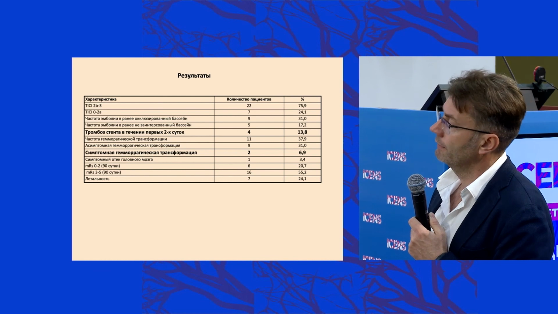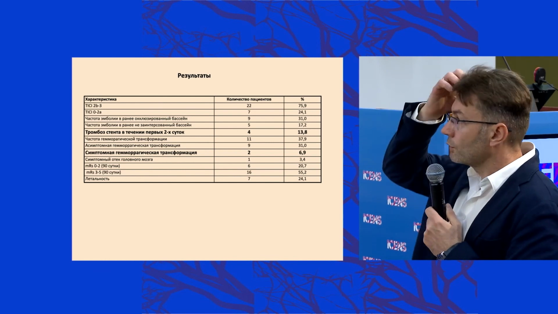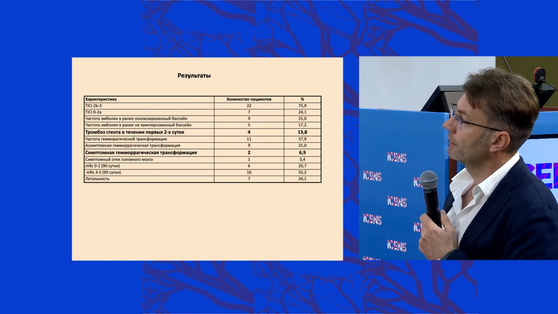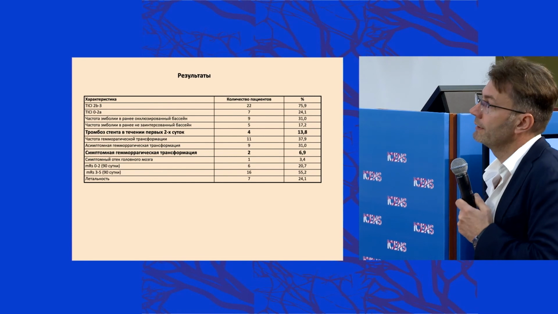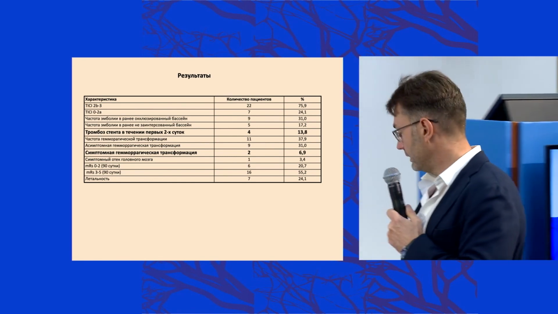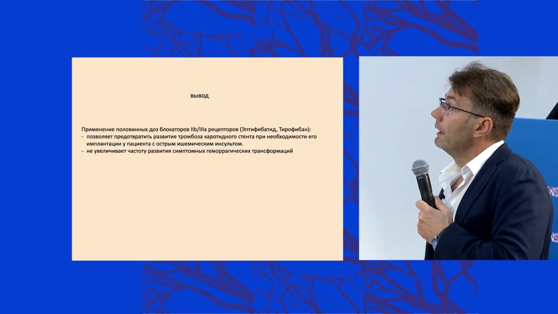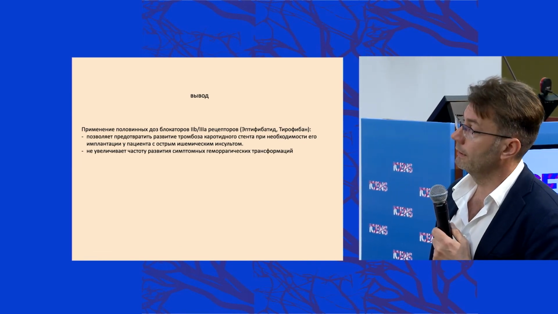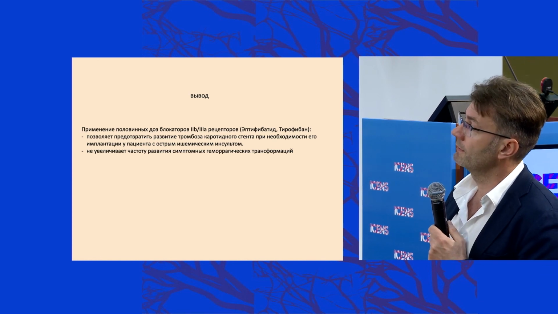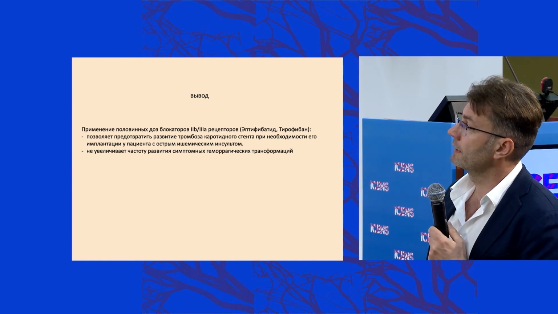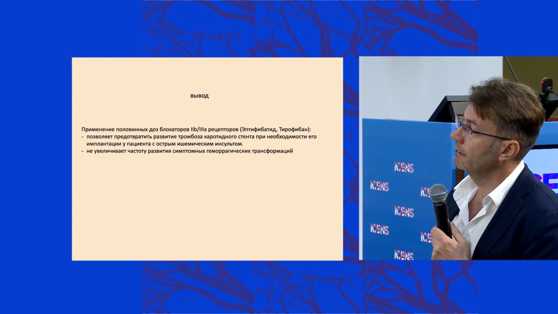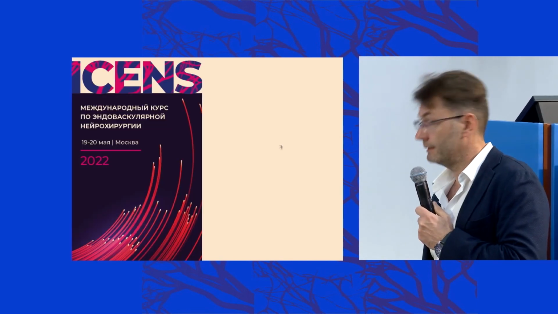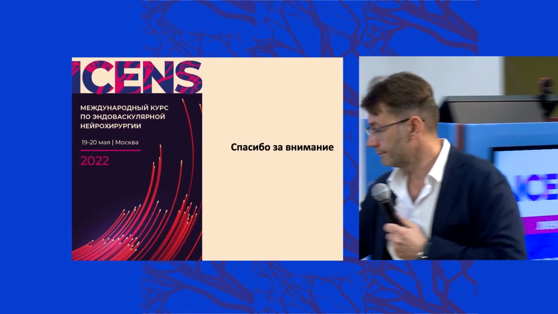Lower than the literature data, where the results are fantastic. That's what foreign authors report to us. 80% favorable functional outcome for ICA occlusion. We can slightly doubt those data. Anyway, stenting and receptor blocking prevent development of carotid stent thrombosis when implanting is necessary, and it also doesn't increase the rate of hemorrhagic transformations.